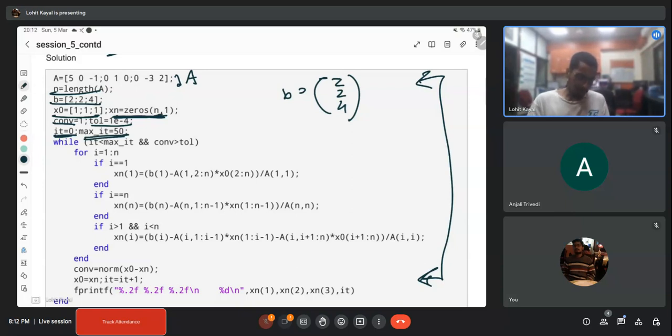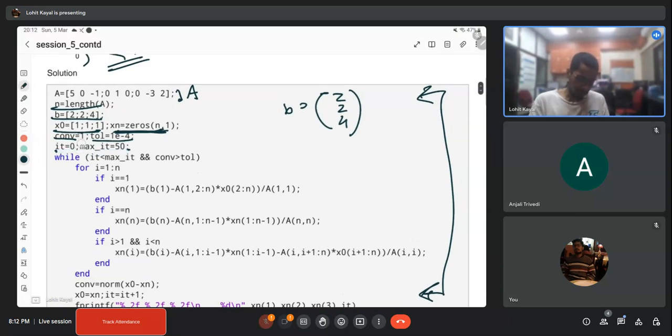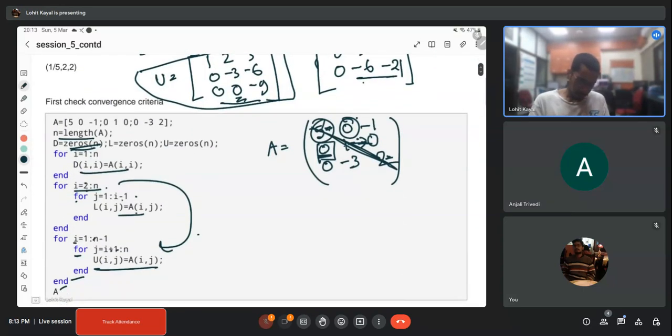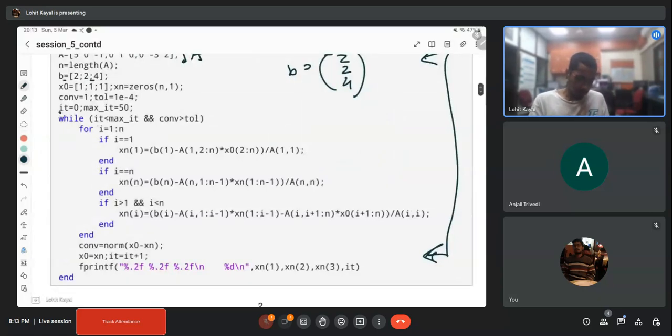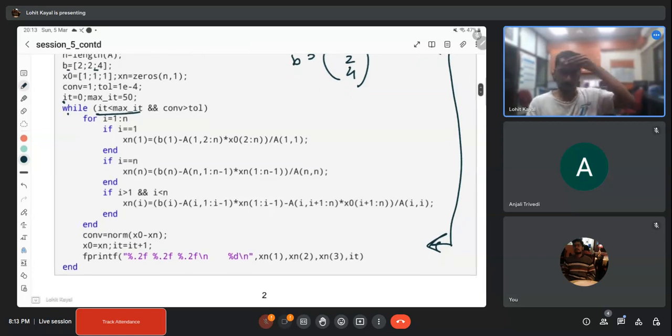Now I have started it with this, so I don't want to write anything on the code because otherwise it will be difficult to understand for you. Let me erase these things as well. So this is the condition inside my while loop. If iteration is less than maximum iteration, and if convergence is greater than tolerance, then the loop will start. Then the loop will work.